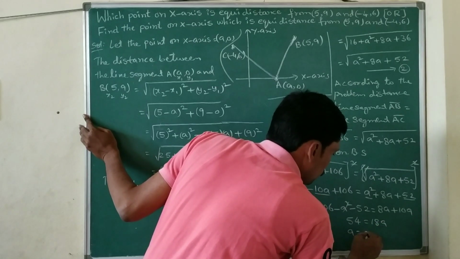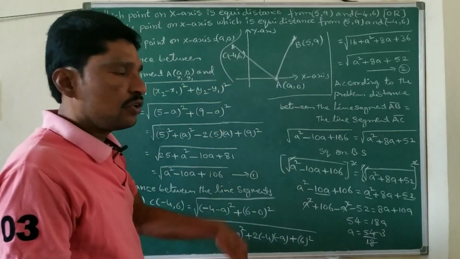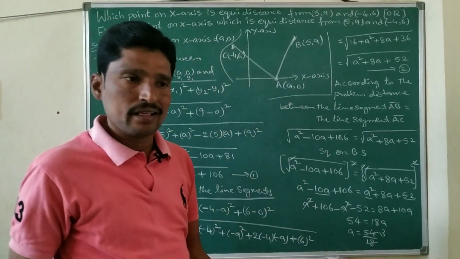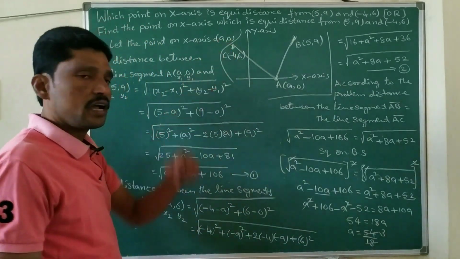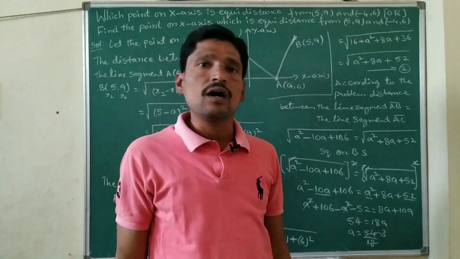So a equals 54 by 18, which is 3. So we got the value of a. What is the point on the x-axis? We took (a, 0), so the point on the x-axis is (3, 0).